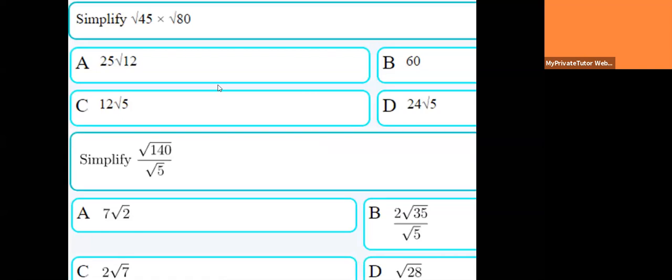Who will try the next one? Simplify. Just simplify this question. So how to simplify square root 45 times square root 80? What we do, we are going to simplify each one separately and then multiply. Who will say the answer?